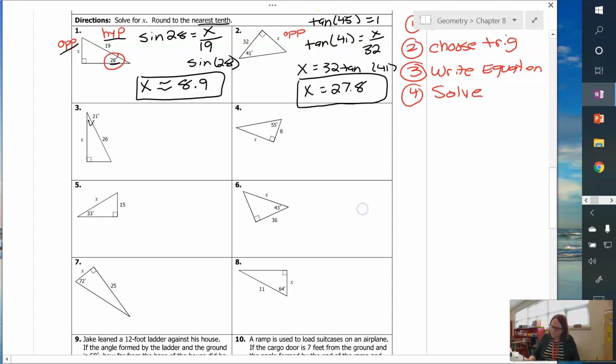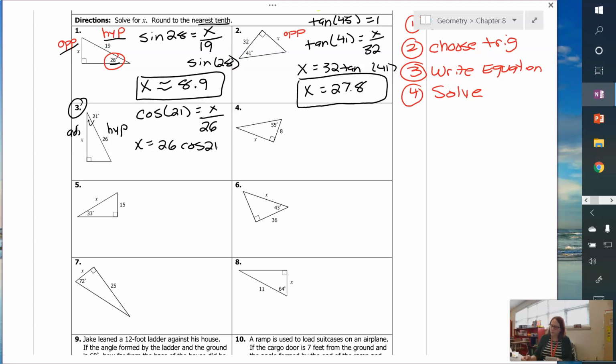Okay, I'm going to do another one. I'm going to do number 3. I've got 21 degrees. X is adjacent. The 26 is the hypotenuse. So now I've got adjacent and hypotenuse. Cosine is adjacent over hypotenuse. So I'm choosing cosine. Cosine of 21 degrees equals adjacent, which is x, over hypotenuse, which is 26. Multiply both sides by the 26. X equals 26 cosine of 21. Punch that in your calculator. 24.3.